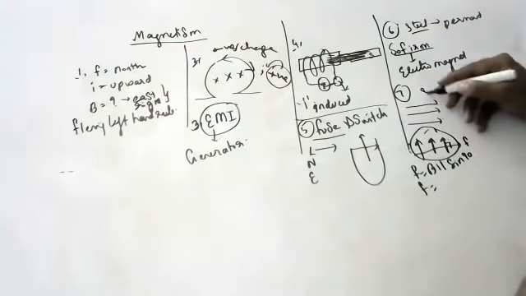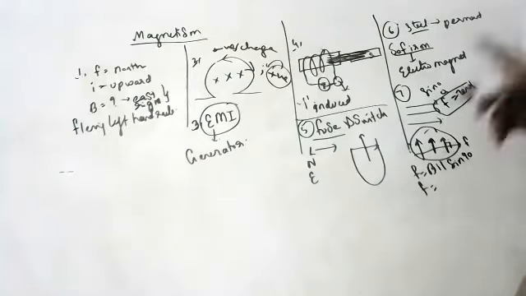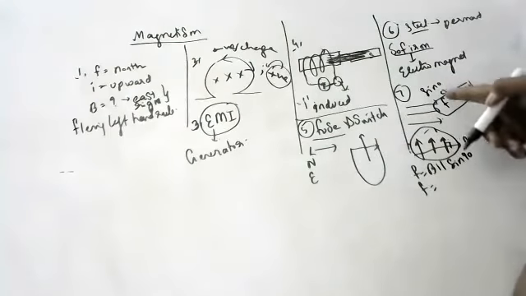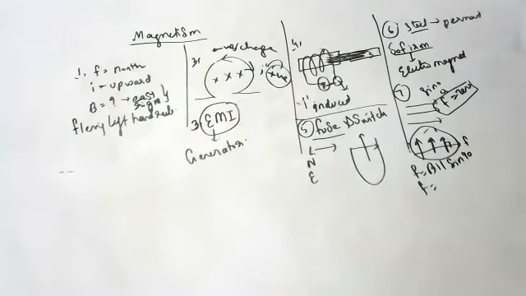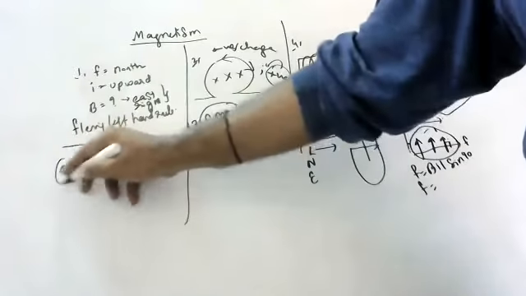And in a parallel magnetic field, sin 0 is 0, so force will be 0. Children, in a parallel magnetic field, force will be 0. In a perpendicular magnetic field, force will be maximum. Please try to understand, children. Don't sit like that. Try to understand.